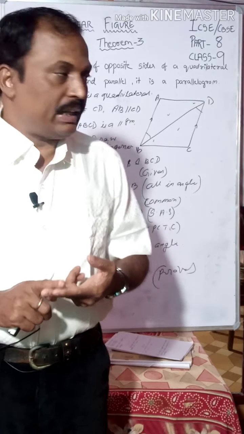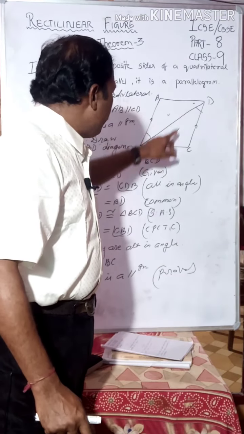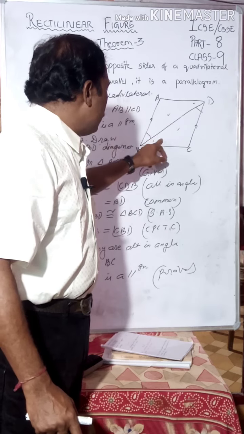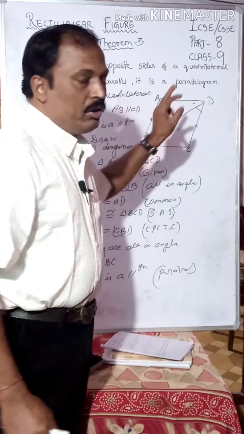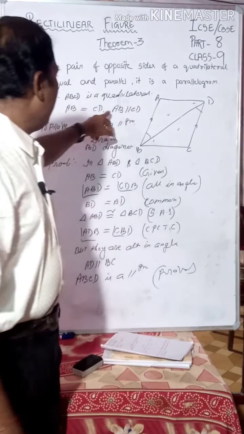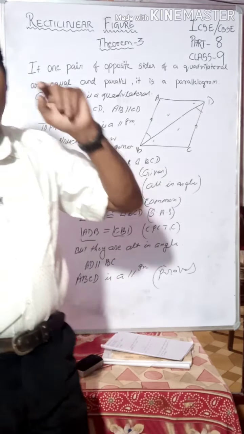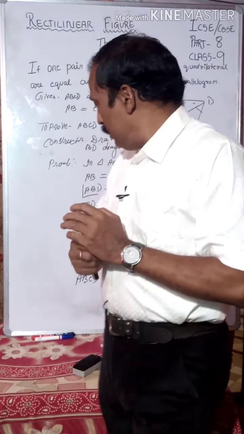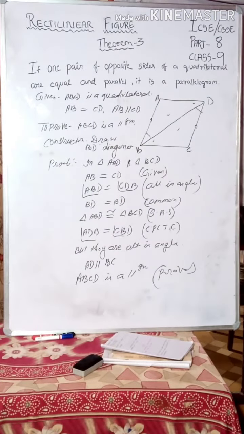Which parallel lines are there? AD is parallel to BC. This is the transversal, so this and this are alternate interior angles. So AD is parallel to BC. But here it is given that AB is parallel to CD. So ABCD is a parallelogram. Now we will go to the next theorem.